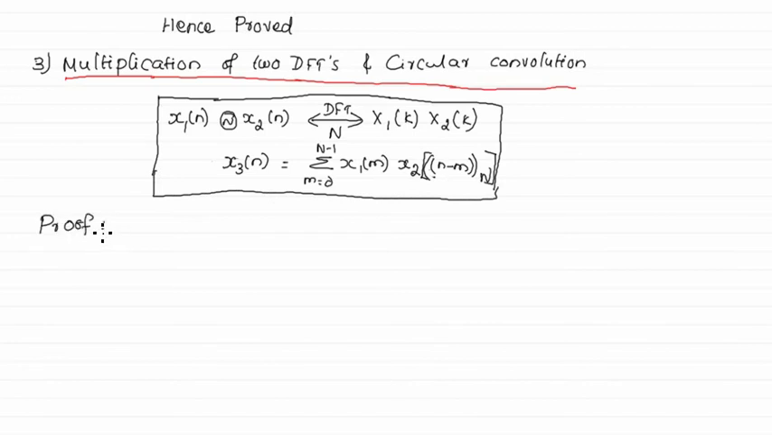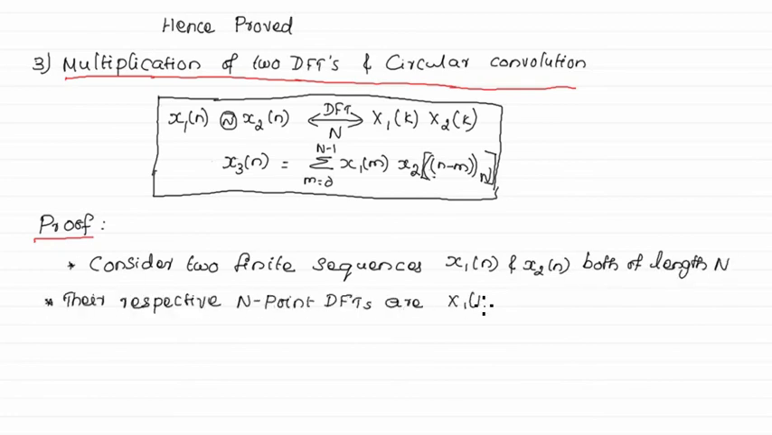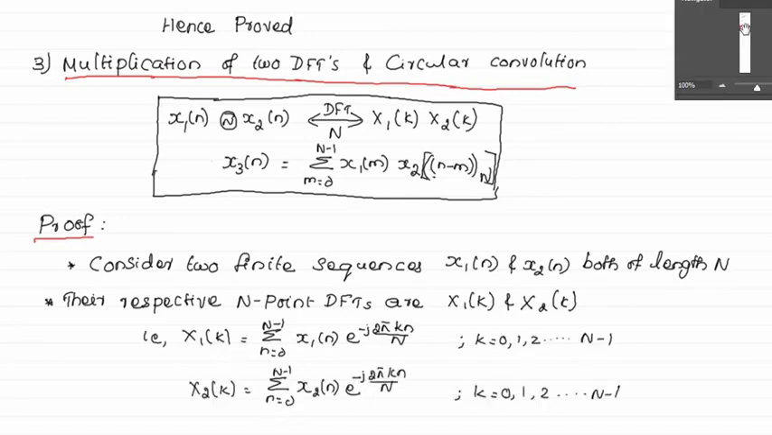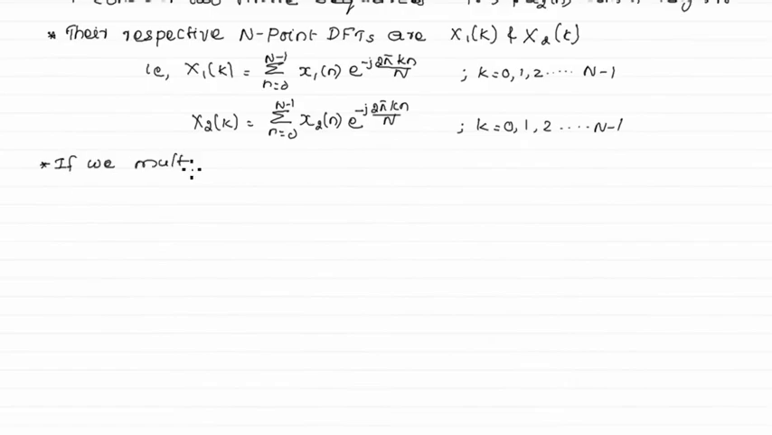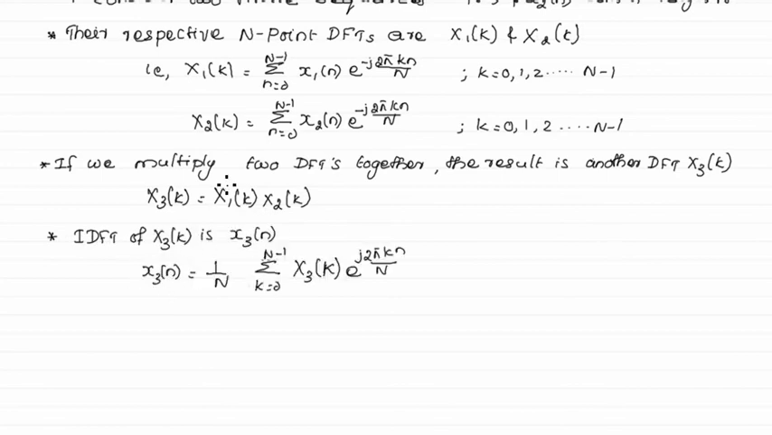Now let us see the proof. Finite sequences x1 of n and x2 of n, both of length capital N. Their respective N-point DFTs are x1 of k and x2 of k. We know the DFT of x1 of n and x2 of n. If we multiply two DFTs together, x1 of k and x2 of k, the result is another DFT, x3 of k, of same length N. Now to find the circular convolution, we have to take inverse DFT of this x3 of k.